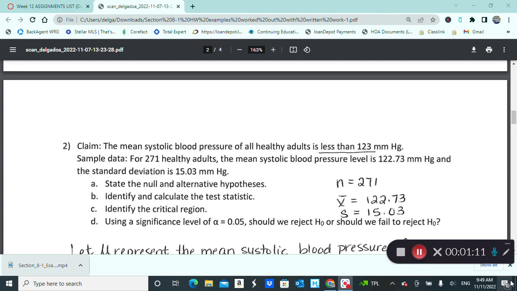So even though there are 4 specific questions, I'm going to write it out complete with all of the components that I would expect you to include in your hypothesis test reporting. I like to make some notes to myself about what's given. Sample size here is 271. The sample mean, which we'll denote with x bar, was 122.73, and the sample standard deviation s was 15.03.